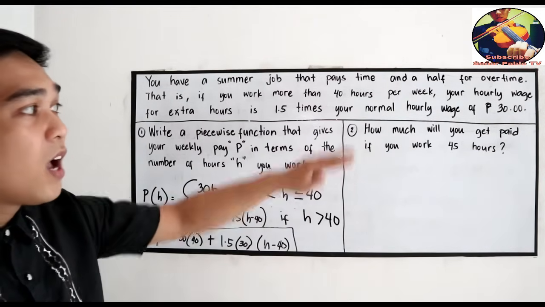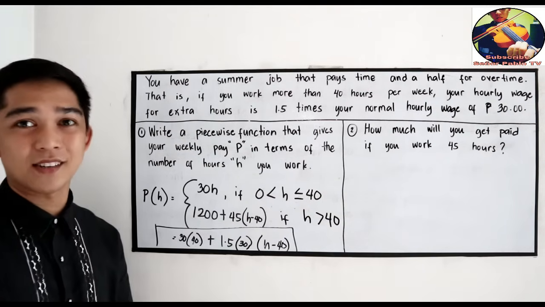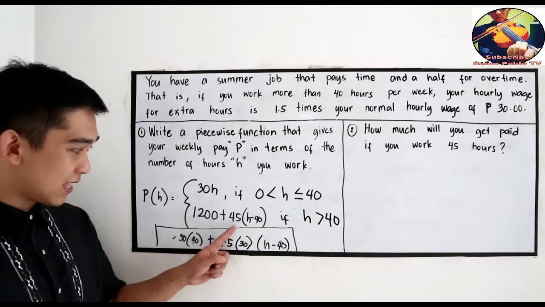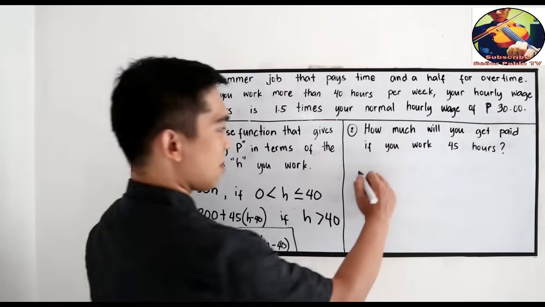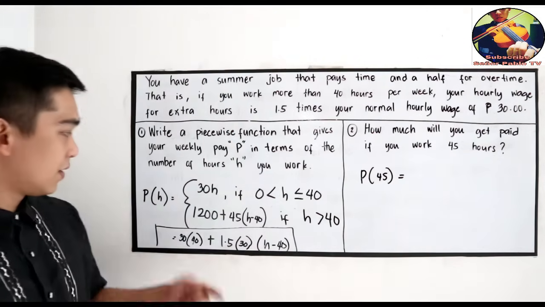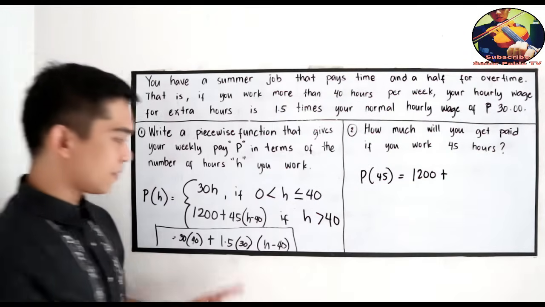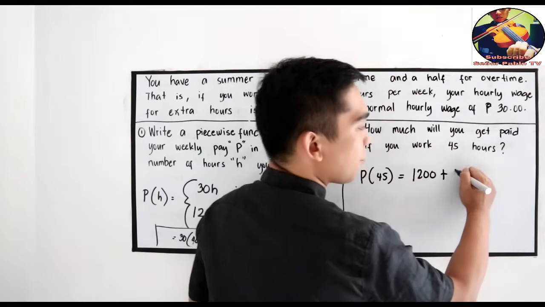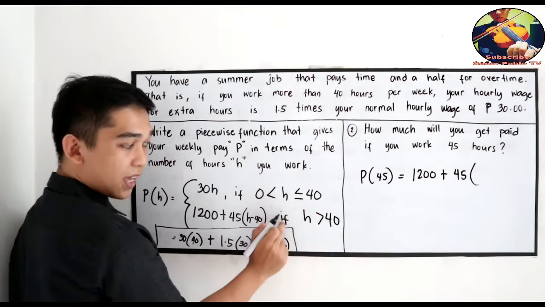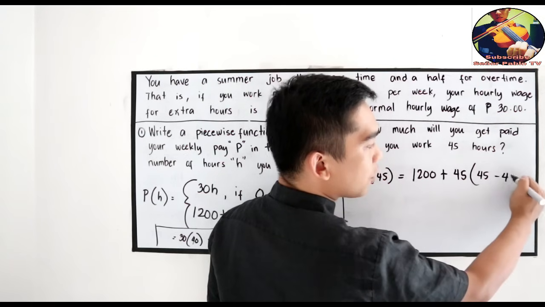So, number 2, how much will you get paid if you work 45 hours? Ayan. Complete natin. Nag-work ka ng 45 hours. So, ito yung gagamitin natin. So, P of 45, number of hours natin. Then, 1,200 plus 45 times ang number of hours natin, yung H natin ay 45 daw. 45 minus 40.